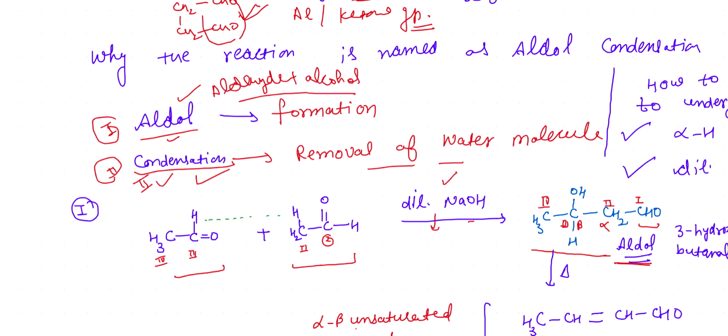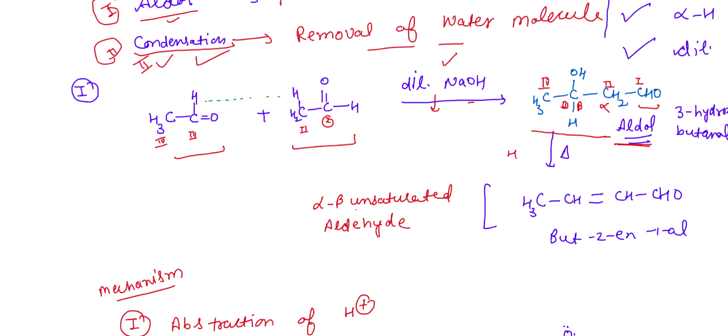And in the second step, there is removal of one molecule of water, and it will be eliminated from the alpha and beta positions. The hydrogen will be abstracted from the alpha position and the hydroxy group will be removed from the beta position. Then there will be formation of a double bond. Let's look at this molecule: alpha carbon, beta carbon. So this is also known as an alpha beta unsaturated aldehyde. So the final product in the aldol reaction is an alpha beta unsaturated aldehyde, but first is the formation of aldol.